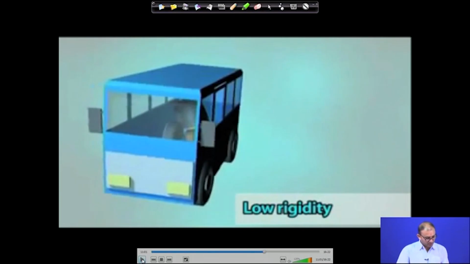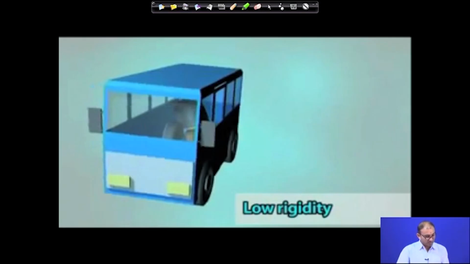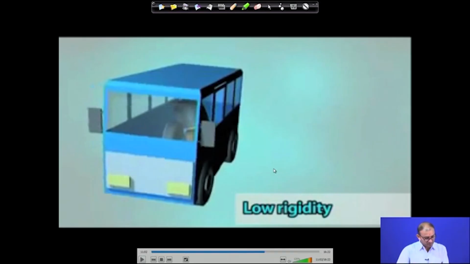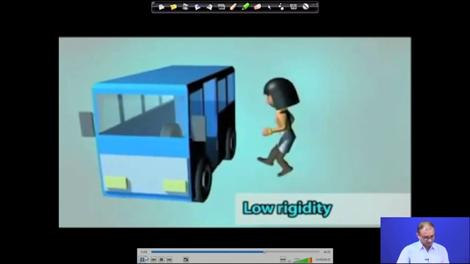Now, what is going to happen is that the bus will actually displace here, that means it will give some type of motion, and that motion is the problematic thing. That is called low rigidity, because when you are applying force onto a component and the component is not resisting that particular force, then it is called low rigidity. So, this is what is happening here.